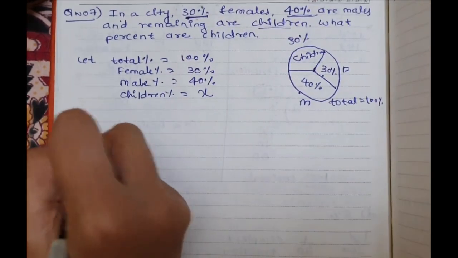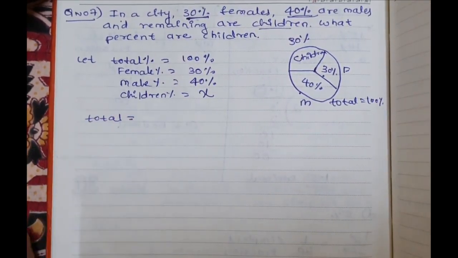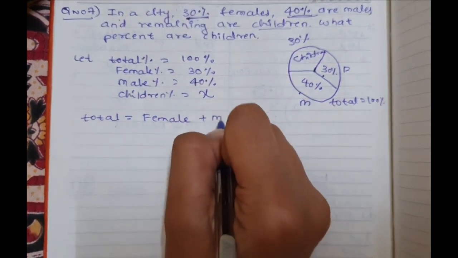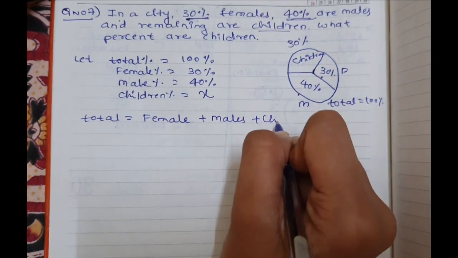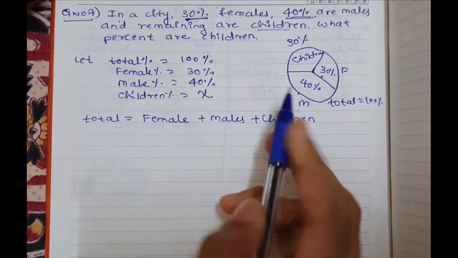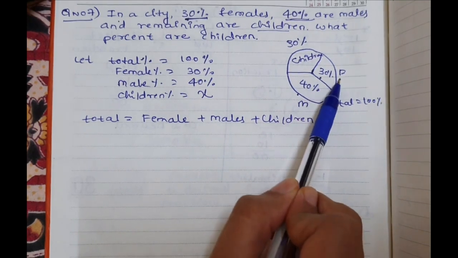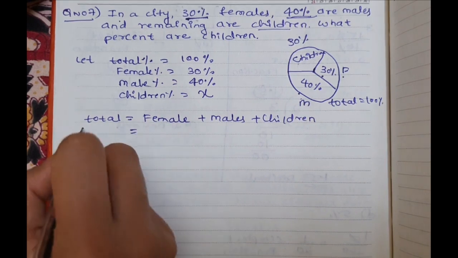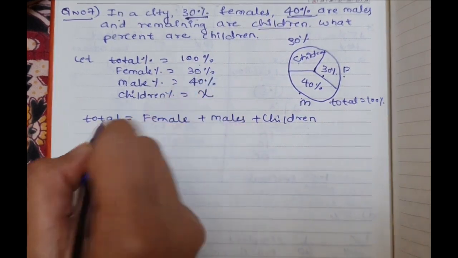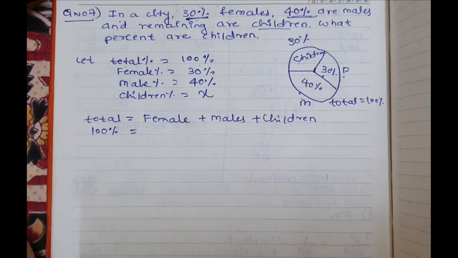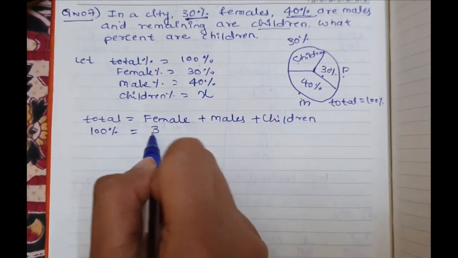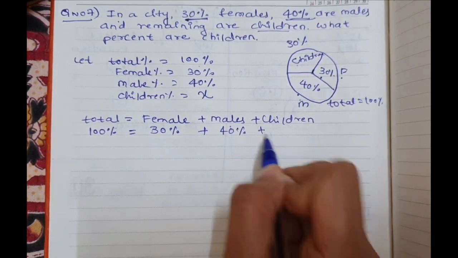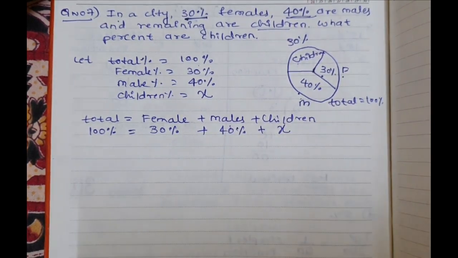Okay. Total will include, of course, females, males plus children. You agree? Total will include females, males as well as children. Right? Now, total equals to how much? 100%. 100% equals to, female is how much? Female is 30%. Males is how much? 40%. Children is how much? We don't know. Let me put as X.